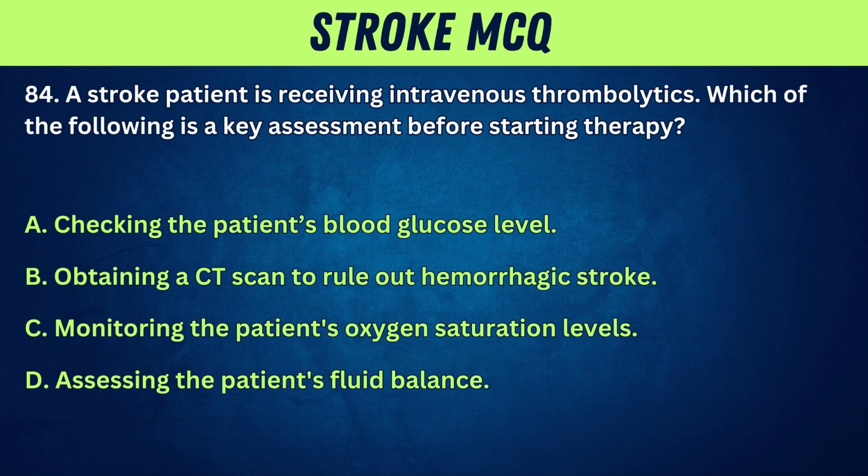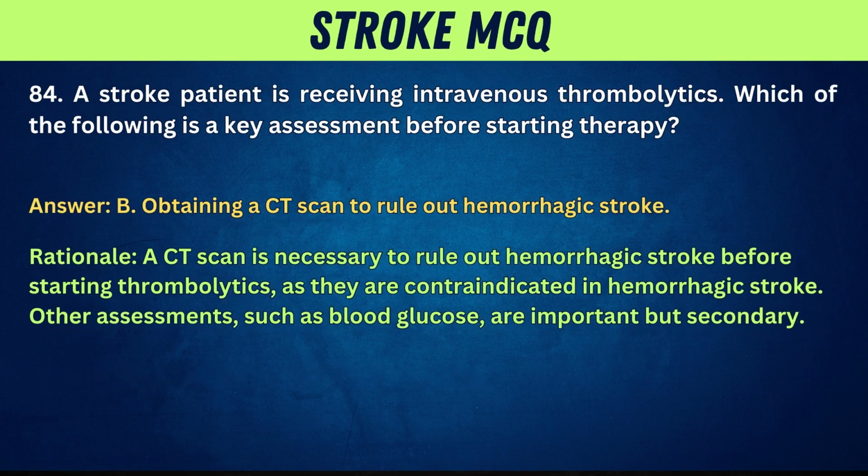84. A stroke patient is receiving intravenous thrombolytics. Which of the following is a key assessment before starting therapy? A. Checking the patient's blood glucose level. B. Obtaining a CT scan to rule out hemorrhagic stroke. C. Monitoring the patient's oxygen saturation levels. D. Assessing the patient's fluid balance.